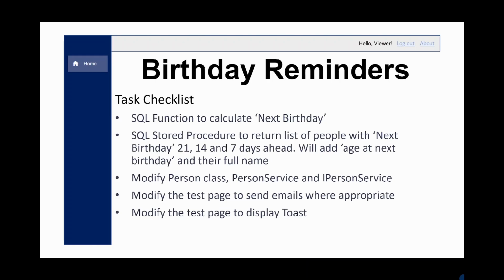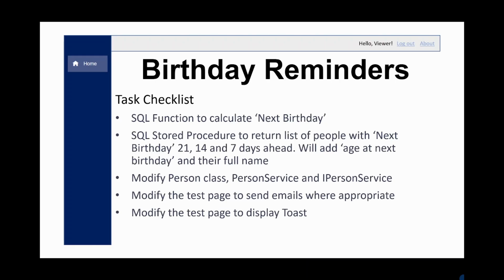We'll then be creating a stored procedure to return a list of people with next birthdays 21, 14 and 7 days ahead, and we will add age at next birthday and their full name to this stored procedure. We will then modify the person class, PersonService and PersonService interface to take account of these changes. We will then modify the email test page to send emails where appropriate.